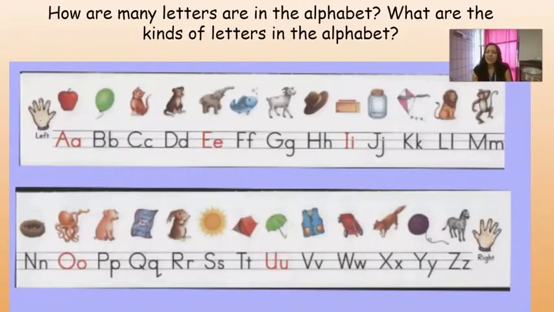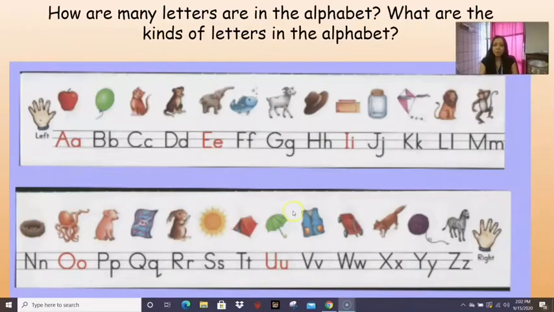All right, what is this? That's right, this is our alphabet strip. And how many letters are in our alphabet? 26 letters, that's right. And what kind of letters do we have in the alphabet? We have vowels and we have consonants. Very good. And so we have 5 vowels. Remember, they can fit on our hand. We have A, E, I, O, U. And then the rest of our letters are consonants. That's exactly right.